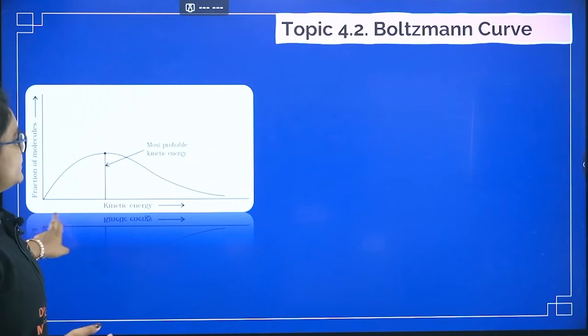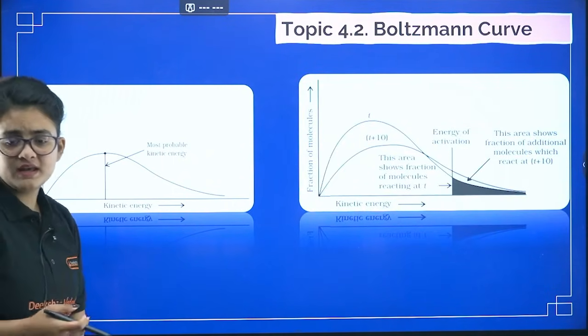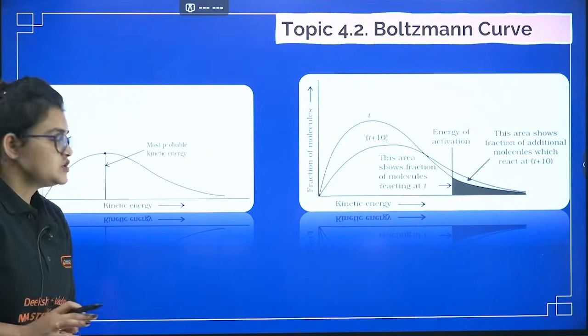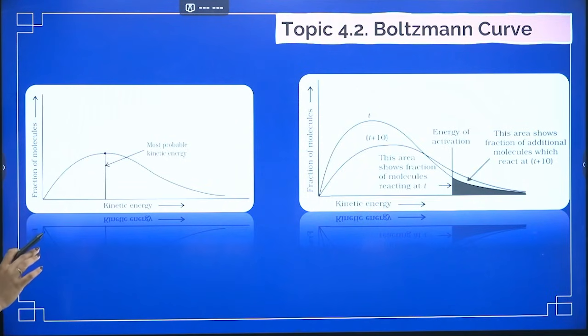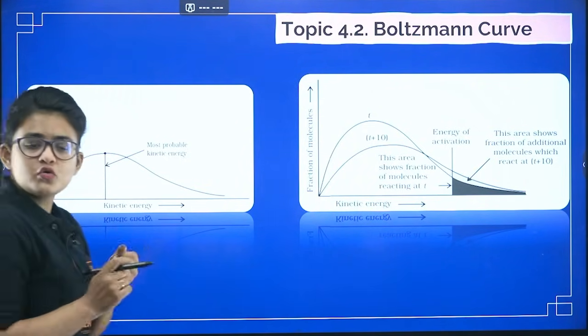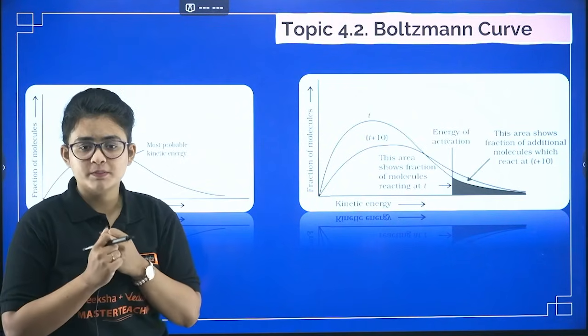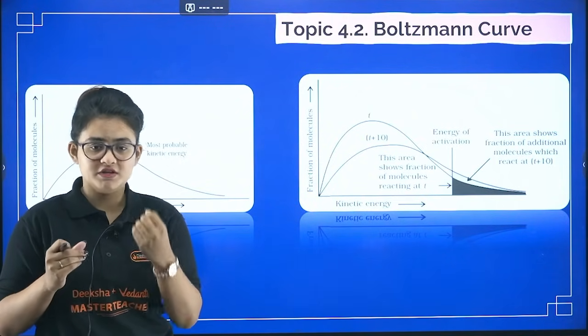So now we will proceed with the Boltzmann curve. Very beautiful things. Maxwell and Boltzmann did research on kinetics, and they said that only those fractions of molecules will give you the product if they have the activation energy.